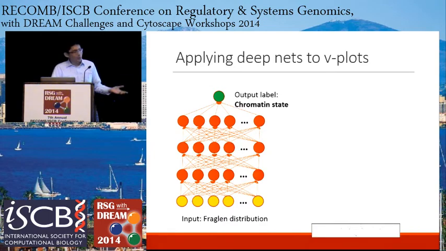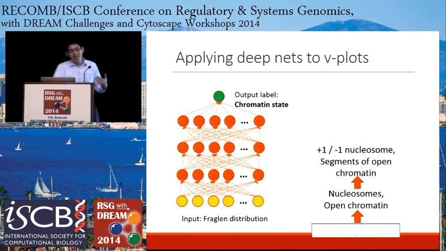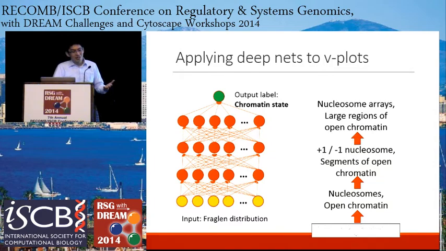So now we're going to apply the same technology to classify these fragment length distributions. So assuming we put in the fragment length distribution at the bottom, we hope that we will be able to learn features such as nucleosomes or regions of open chromatin, and then segments of open chromatin, and then nucleosome arrays, which, for instance, in the case of CTCF, would be the distinguishing feature that allows us to classify the fragment length distribution as belonging to a CTCF state.